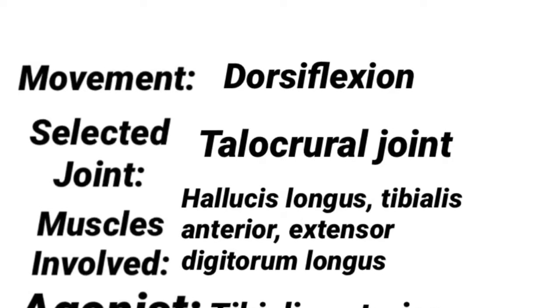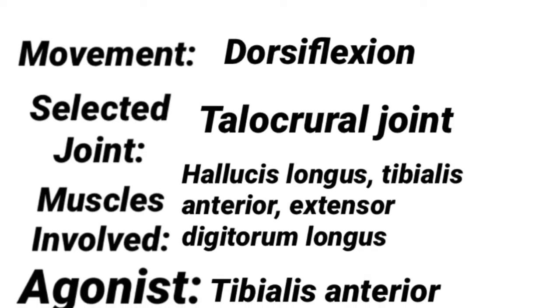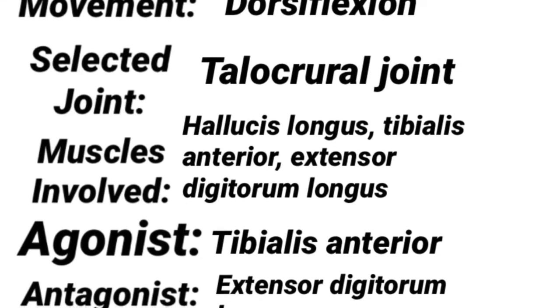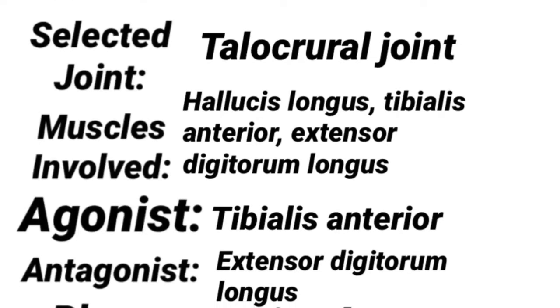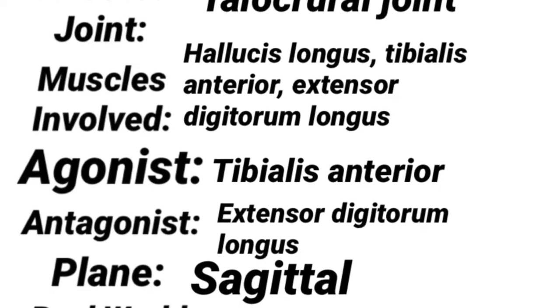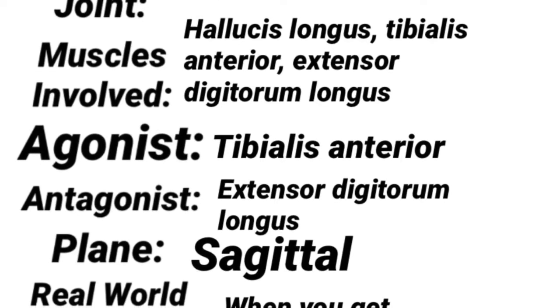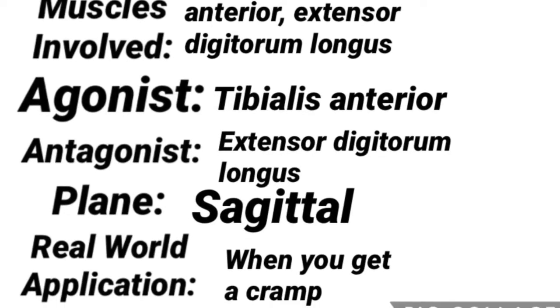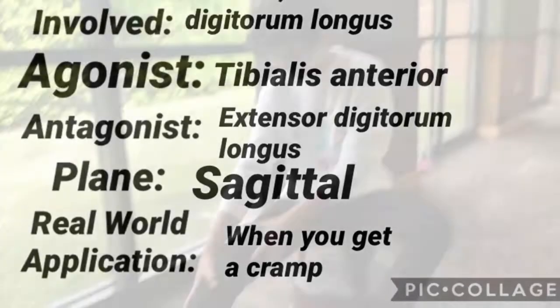Our fifth movement is dorsiflexion. The selected joint is the talocrural joint, and the muscles involved are the hallucis longus, tibialis anterior, and the extensor digitorum longus. The agonist is the tibialis anterior, and the antagonist is the extensor digitorum longus. This movement takes place in the sagittal plane, and a real-world application would be when you get a cramp.